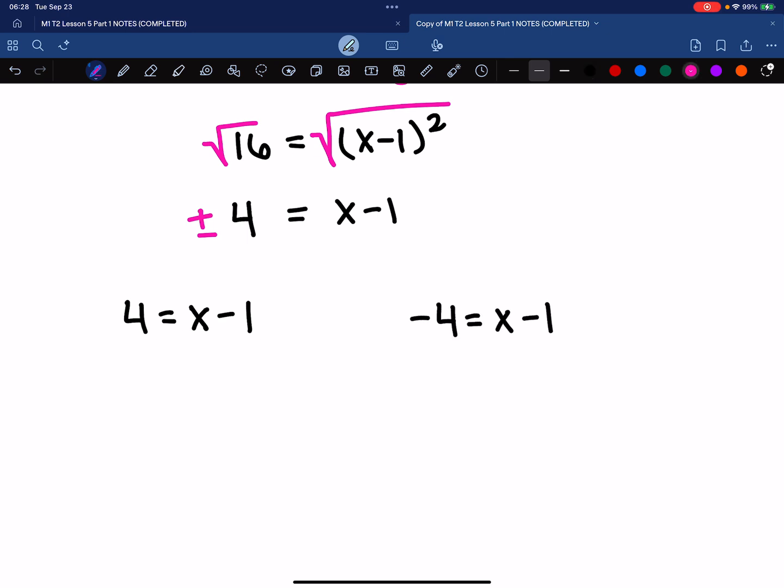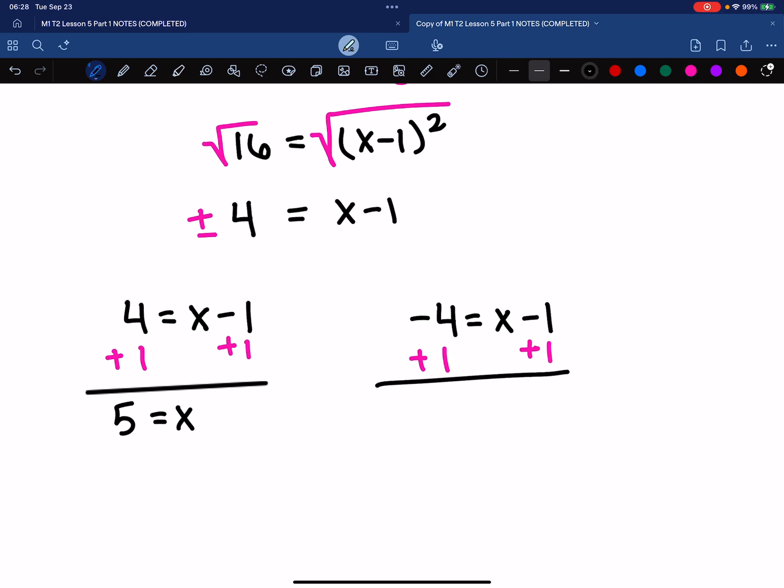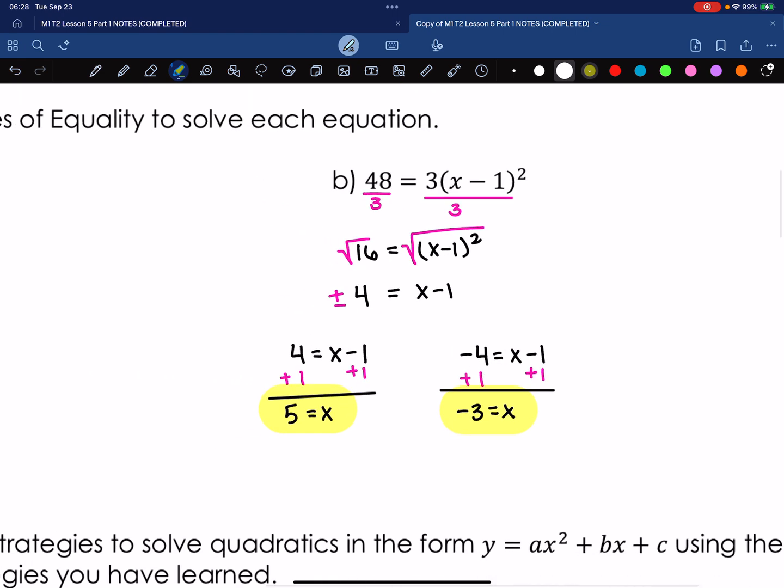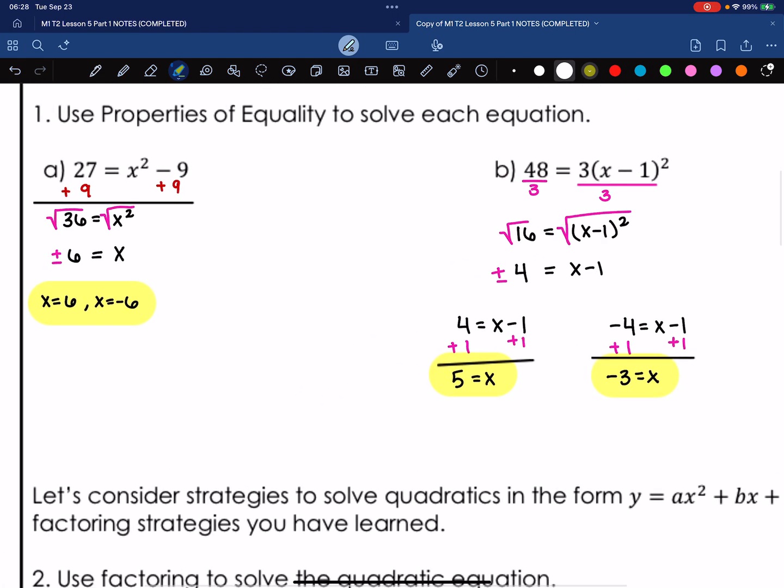So to solve, we're going to add 1 to both sides. When we do that, we get 5 is equal to x. On the second equation, we still add 1 to both sides, but this time it's negative 4 plus 1, which is negative 3 equals x. And so now we found our two answers. If we wanted to check ourselves for both of these, we could graph it and find the x-intercepts, and it should give us these values.